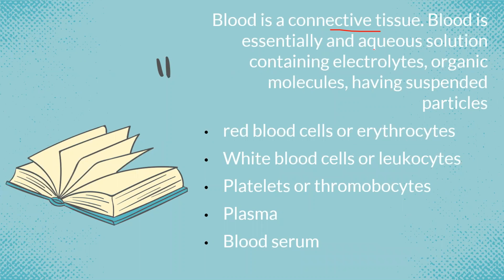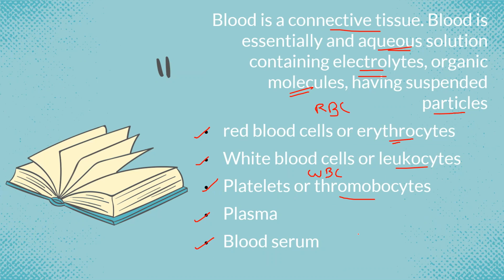Blood is essentially an aqueous solution containing electrolytes, I will tell you about electrolytes, and organic molecules, and having suspended particles. These are the components of blood: red blood cells, or RBC, known in scientific language as erythrocytes; white blood cells, or WBC, in scientific language leukocytes; blood platelets or thrombocytes; plasma and blood serum.